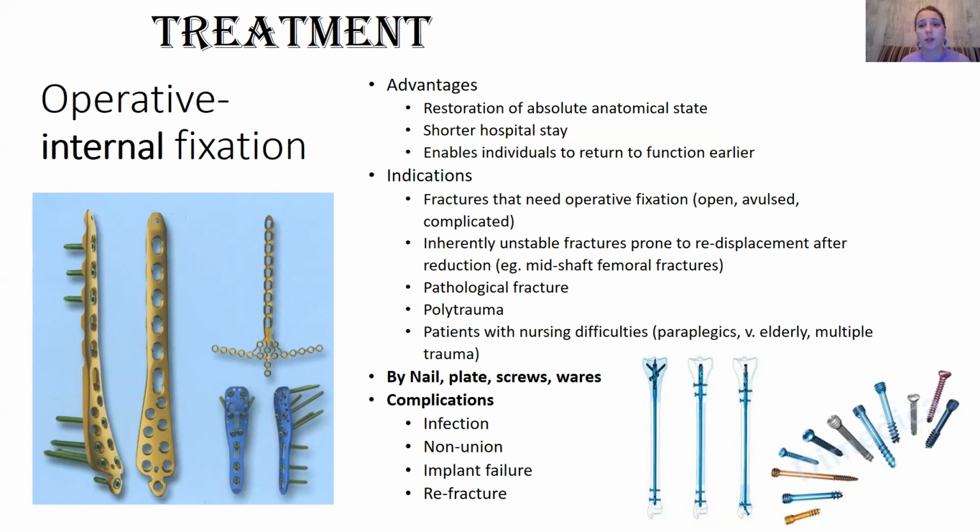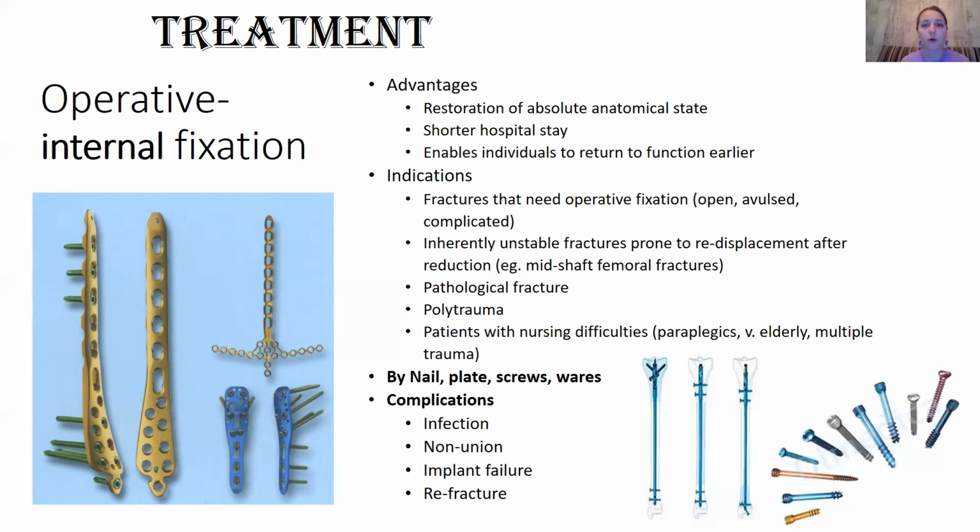Indications: fractures that need operative fixation. Open fracture, avulsed fracture, complicated fracture, fractures which we couldn't treat conservatively. Inherently unstable fracture, prone to redisplacement after reduction. So we perform the reduction, but 6-7 days later we perform X-ray control, and we can see the unstable fracture, unfortunately, with displacement of the fragments. So we need to operate on this patient.